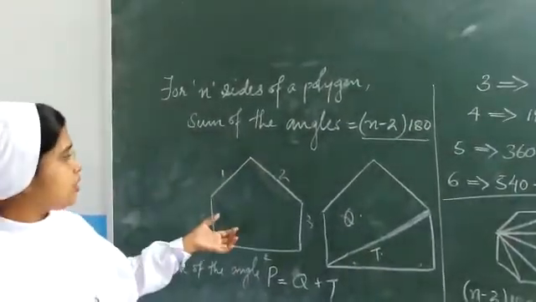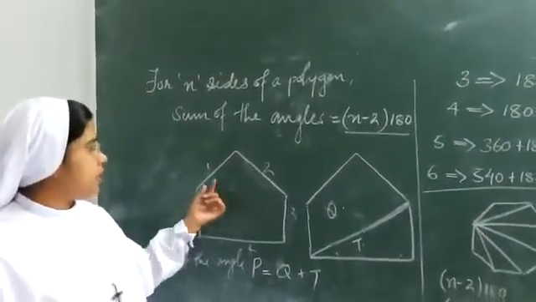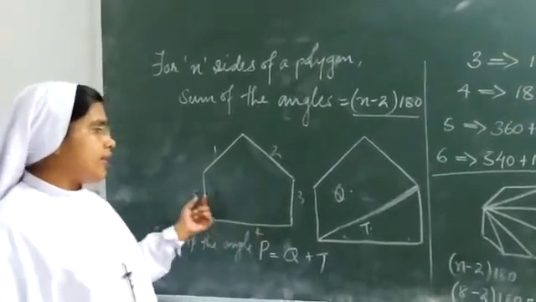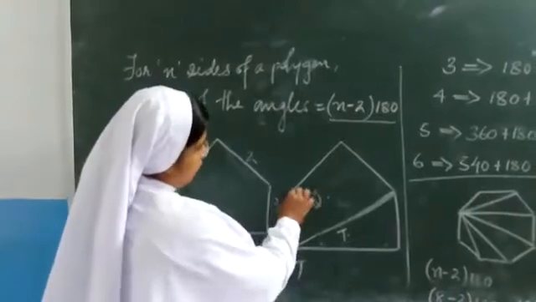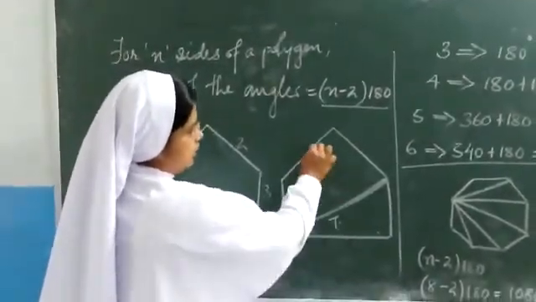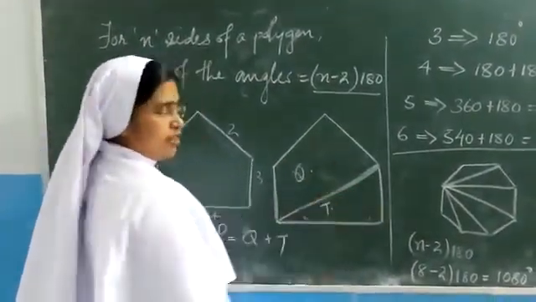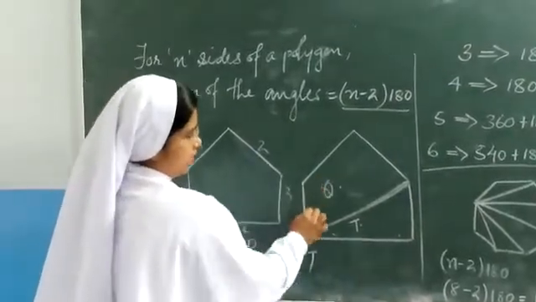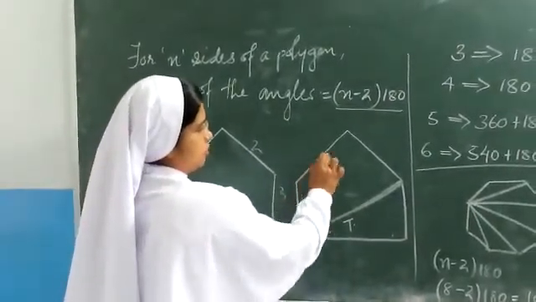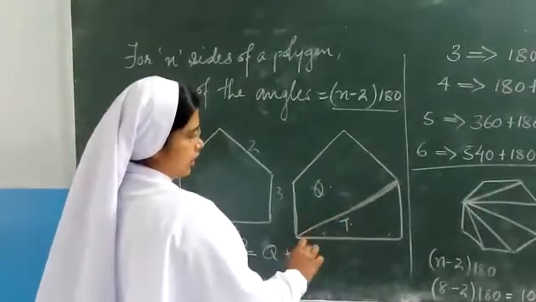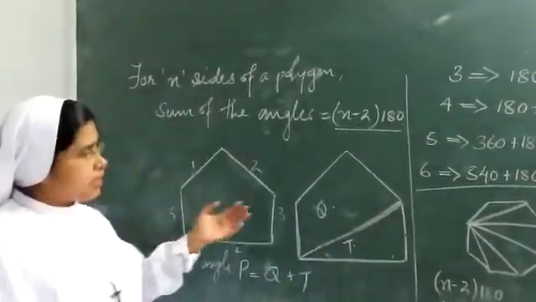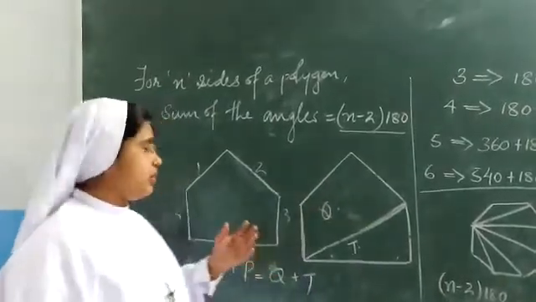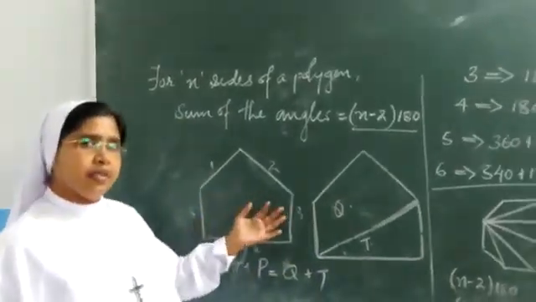Now we just look here. Say pentagon. How many sides are there? 5 sides are there. So this pentagon I am dividing like this. It is a quadrilateral plus a triangle. Quadrilateral has 4 sides, 1, 2, 3, 4. And a triangle, 1, 2, 3. From this pentagon I am making all these things.